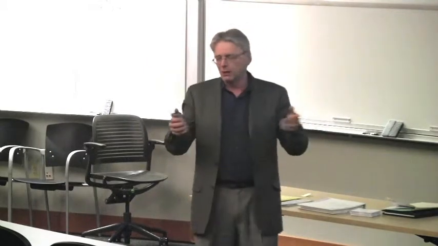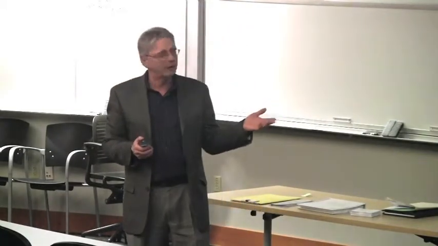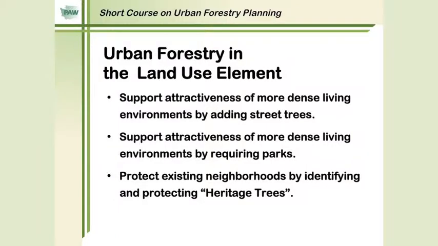Because one of the challenges of growth management, as I mentioned when I talked about rural staying rural and urban becoming where most of the growth goes, is an increase in density for many communities. How do we make increased density more attractive? Trees could be a big part of that. So does your land use element talk about that? Support attractiveness for more dense living by requiring concentration of trees, maybe in parks, as well as trees throughout the environment. Protect existing neighborhoods by identifying and protecting heritage trees.